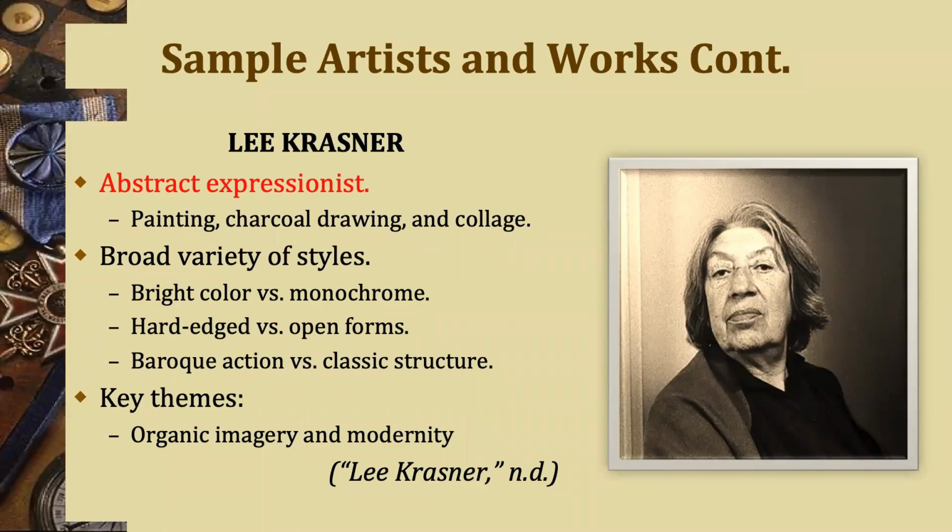Lee Krasner, like Kandinsky and Pollock, was principally an abstract expressionist. The artist produced different types of artworks, including paintings, charcoal drawings, and collages. Krasner did not have a particular technique since she utilizes a broad variety of styles, such as bright colors versus monochrome, hard-edged versus open forms, and Baroque action versus classic structure. Her work depicts the central theme of organic imagery and modernity.